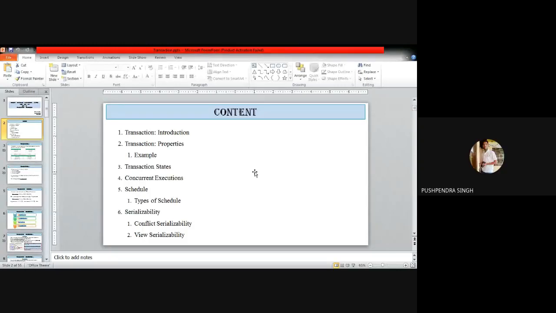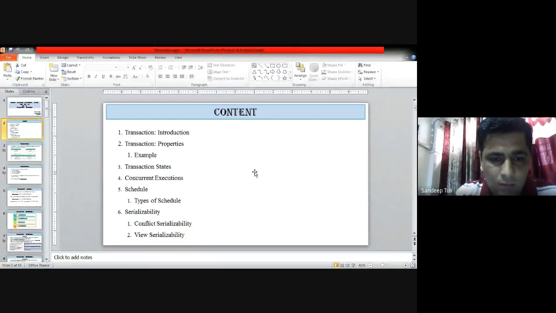Yes, yes. So this is the content. Let me repeat once again. We will start with the transaction, then properties, then the transaction states, then concurrent execution, a small introduction, schedules, various kinds of schedules, and serializability at the end. I will try to have examples also in order to explain the concepts in a better way. So let us start now.